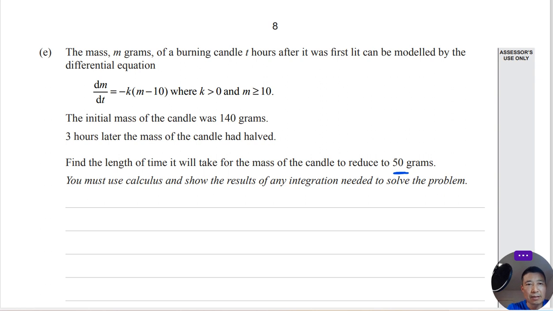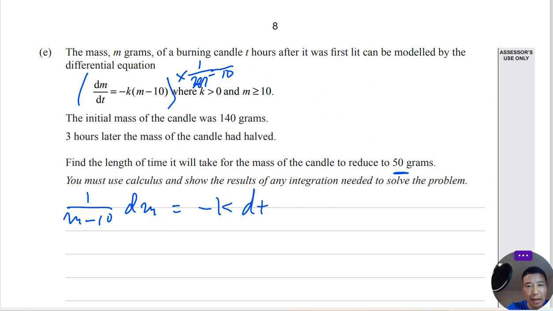So we have to separate them. All the terms with m left hand side, others right hand side. So you see m minus 10 should be left hand side. To do that, you have to times by 1 over m minus 10 on both sides. So that means 1 over m minus 10 dm equals, well, then we times by dt on both sides. So what is left is negative k dt. Then we integrate both sides.